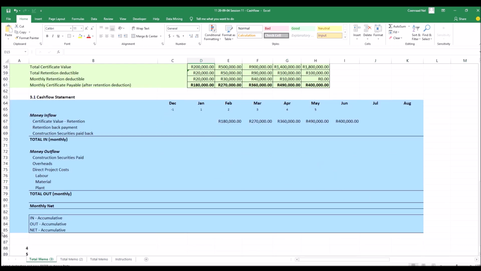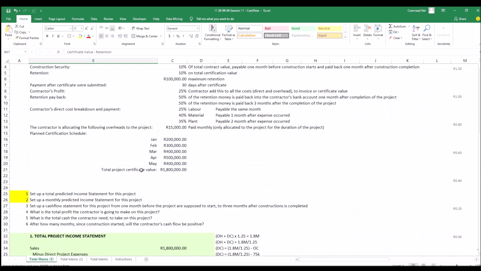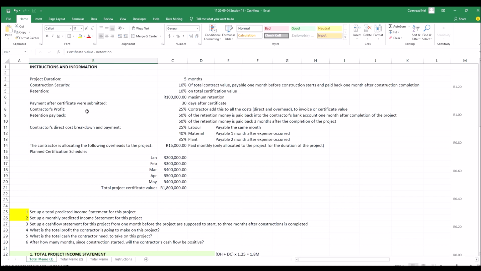Good. Now we need to work out what the retention payback is. Remember, you are paying retention. That's why you don't get the full invoice value or the full certificate values. But you get that money back. So that's money inflow. Let's look at what they say about retention money. At the top they say the retention is 10% on the total up to 100,000. We've dealt with that. Then they say we get 50% of the retention paid back into the contractor's account 1 month after the completion of the project.